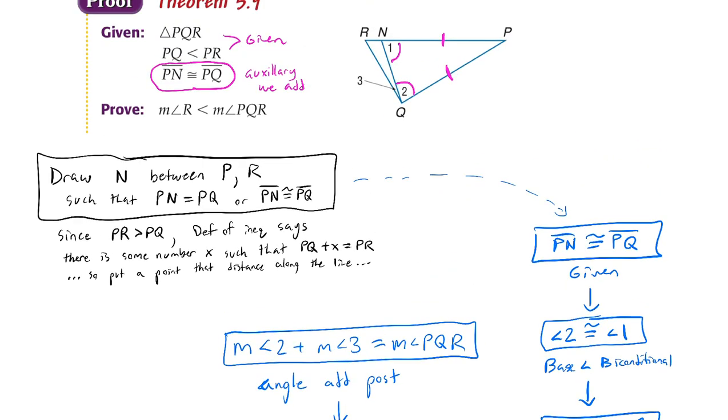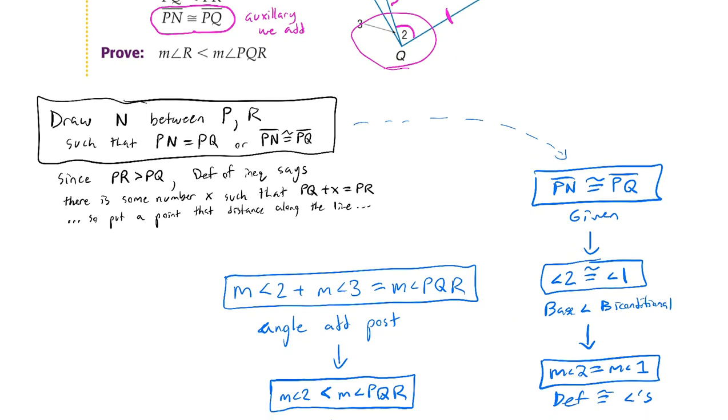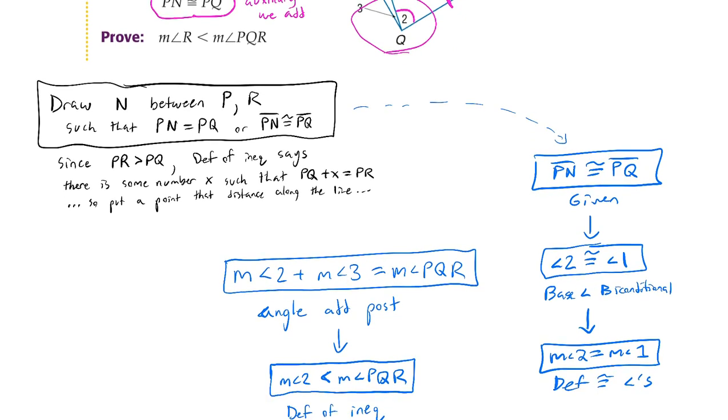We also know that angle 2 plus angle 3 is this whole angle. That's just the angle addition postulate: part plus part equals whole angle. That also means the whole angle is bigger than angle 2, by the very definition of inequality. If 2 plus more is equal to PQR, then PQR was bigger because we added a positive to get there. So measure angle 2 is less.